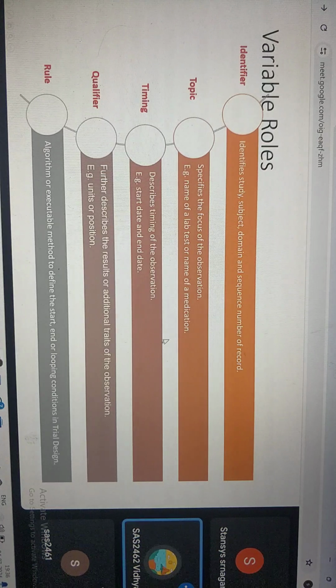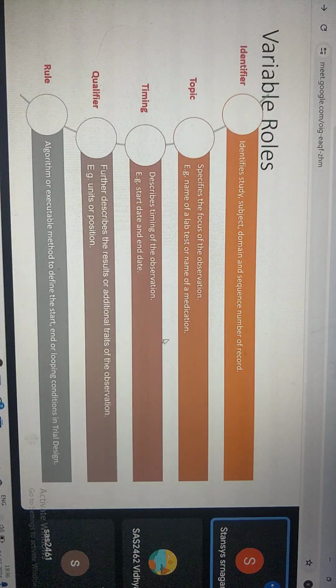Sir, in timings, will it show only the first visit or can we see multiple visits? The timing variables are any variables that capture date and time, and they come under timing variables. All date variables come under timing variables. You should remember that. How many times it is captured depends on the study requirement. If we have multiple visits, it is captured multiple times. Okay. Thank you.